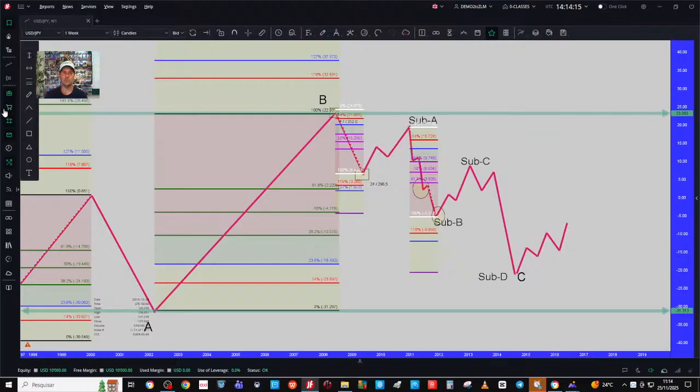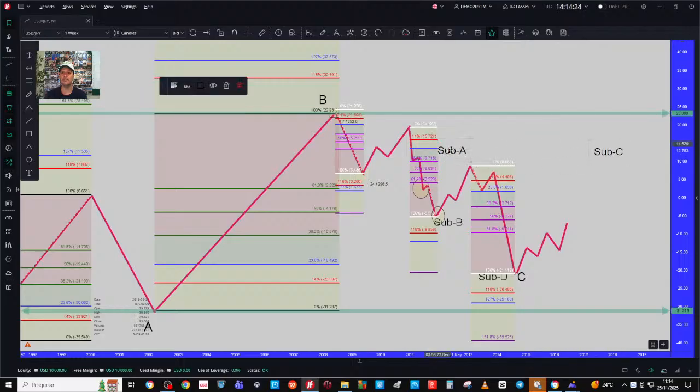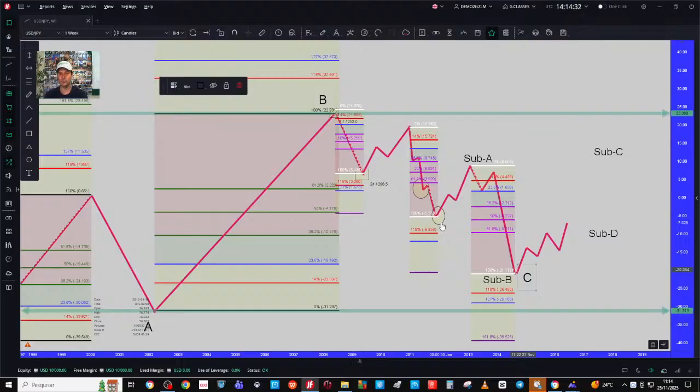And again, we are going to move. The sub A goes to sub C, right? The sub A goes to sub C, and the sub B goes to sub D. Right now this is the last, everybody, this is the last contrarian Fibonacci.